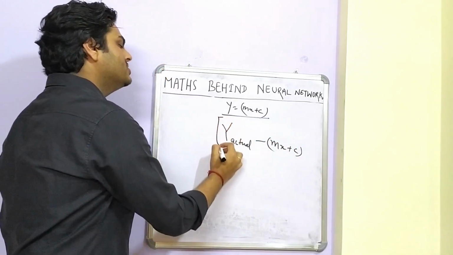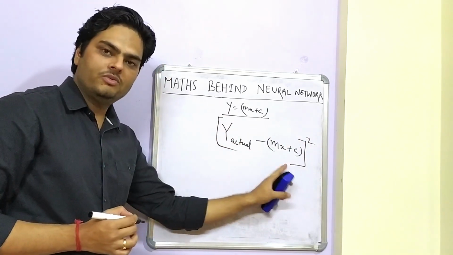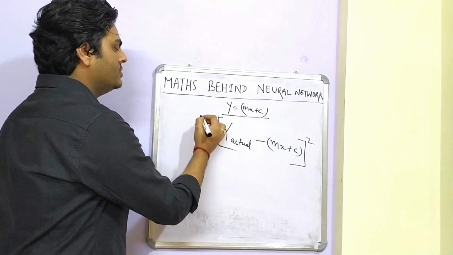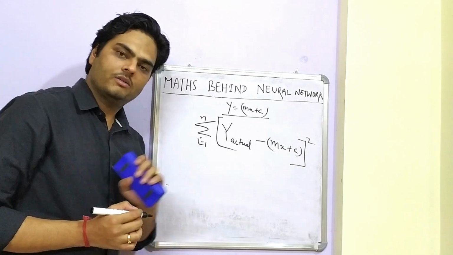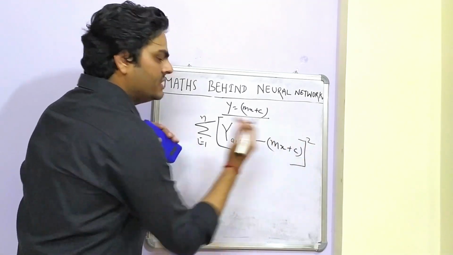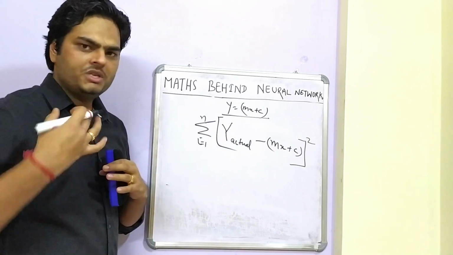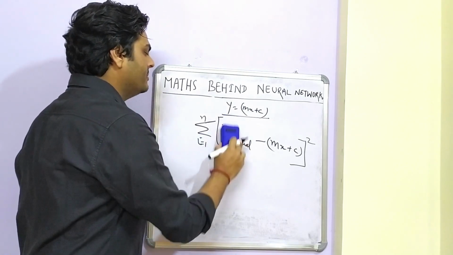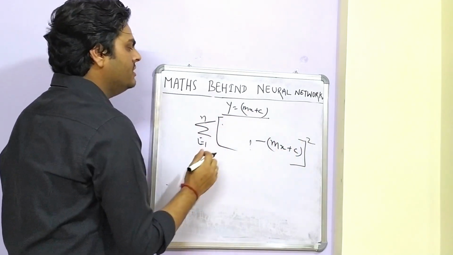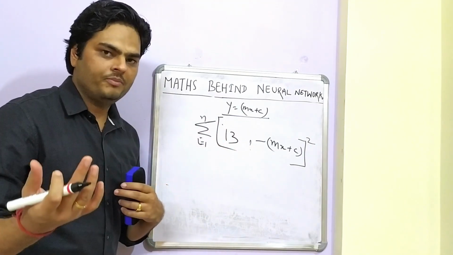Now if you take the square of this, that is nothing but the sum of squared error, as we call it. If you take a summation from i = 1 to n, this is the sum of squared error. You must be aware of this. Now if you see this function carefully, this y actual comes from your training data or test data. So this will be a number. For an individual observation, this can be written as 13 or 14 or whatever is there in your data.